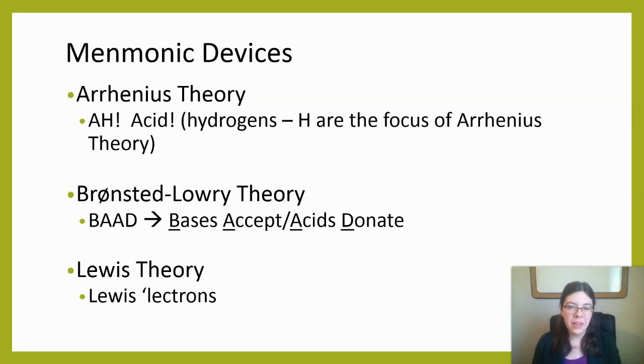For Bronsted-Lowry theory, I want you to think BAD. Bases accept, acids donate, like a sheep buying. Okay, I know it's a bad mnemonic, but it works. And then for Lewis theory, I want you to think Lewis electrons. So we're thinking about electron pairs with Lewis theory.